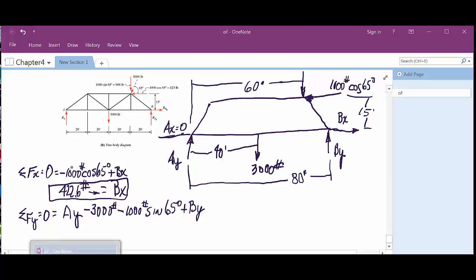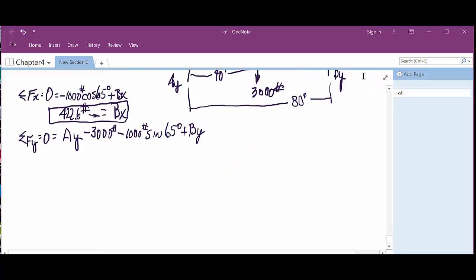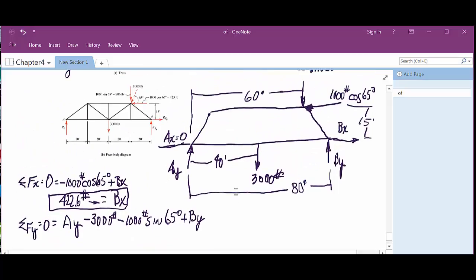I've got two unknowns there, so I'll try to make some more room here. I'll get some more paper. I'll do my moments. Again, I'm going to leave some space there. Summation of the moment about point A equals 0 to be in equilibrium. So we've got the 3,000 pounds. That's a negative, right? It's trying to make this thing go clockwise. 3,000 pounds times 40 feet minus 1,000 pounds sine of 65 times, what was that, 60 feet? Okay, that's that y value, right?